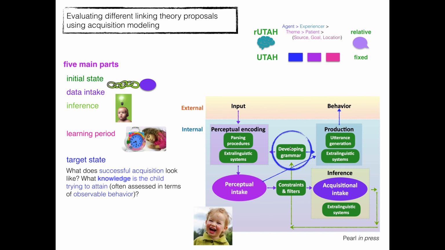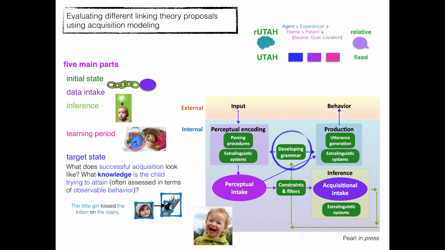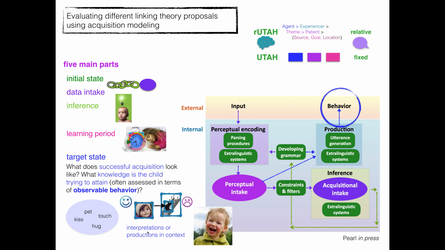So in the case of linking theory knowledge, we might have information like the little girl kissed the kitten on the stairs, and we're interested in what we should know about kiss. And maybe, because we're talking about verb classes, we want our child to know that kiss is a verb that's like pet or touch or hug. It's clustered together with those. The way that we would know this is because children's interpretations or productions in context suggest that they treat kiss similar to how they treat pet and touch and hug. So by observing their behavior, we infer what those verb classes are in the developing grammar.